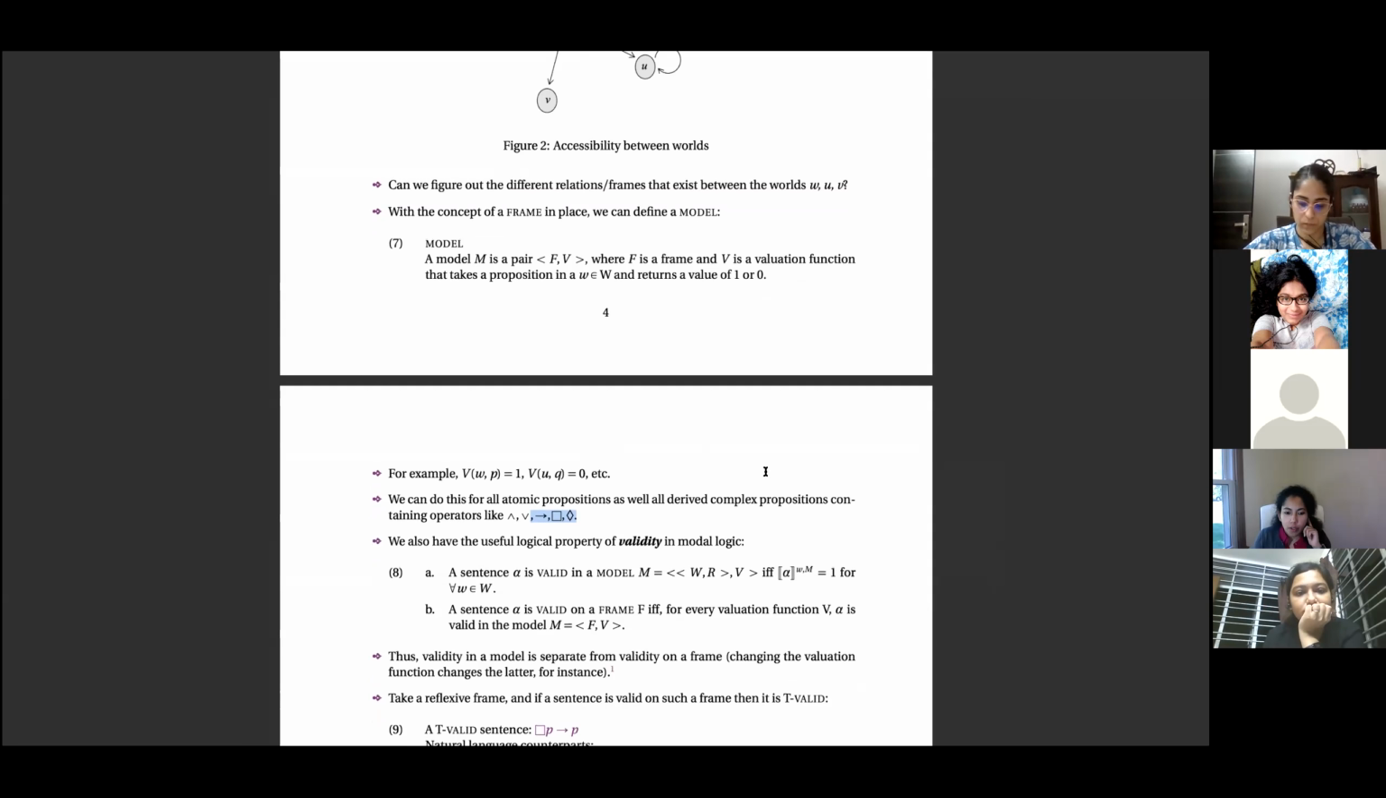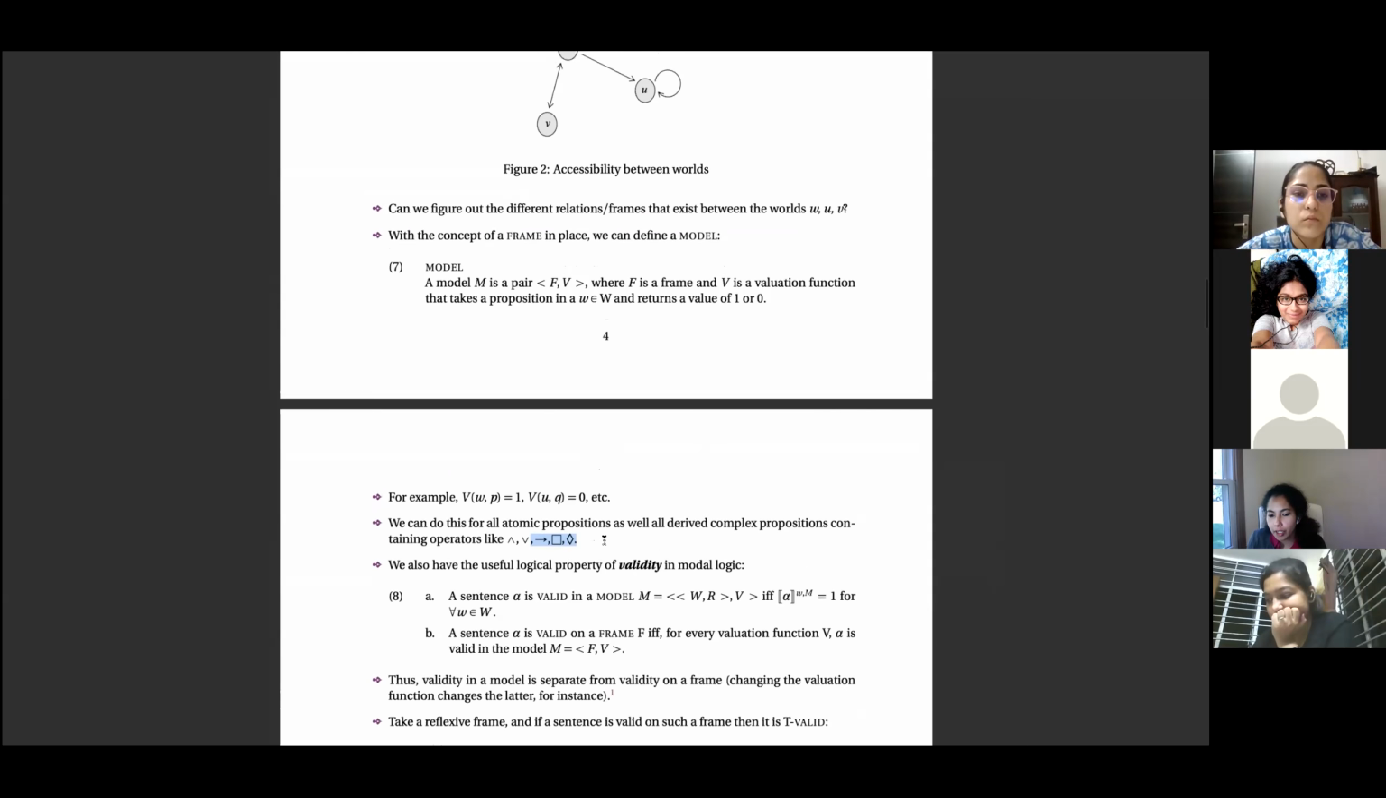Okay, so we also have a useful property of validity in modal logic. This can get very hairy very fast. I'm not going to get too much into the details, but a couple of things might be interesting for us at an introductory level. A sentence alpha is considered to be valid in a model if and only if alpha is true for every W in that big set of worlds that's in the model.